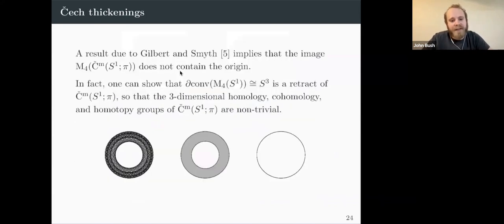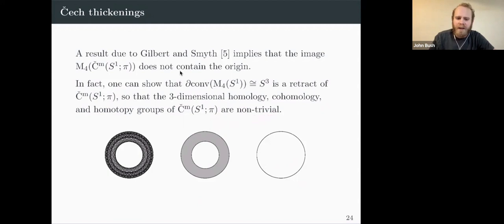Okay, and then it turns out that a result due to Gilbert and Smith implies that the image of this map, when we restrict to the Čech complex or thickening at this scale, doesn't contain the origin. So this really is a 4-ball that's been hollowed out. And in fact, one can show that the boundary of that thing, which is this 3-sphere, is a retract of the Čech metric thickening at that scale, so that the 3-dimensional homology, cohomology, and homotopy groups of this space are non-trivial.